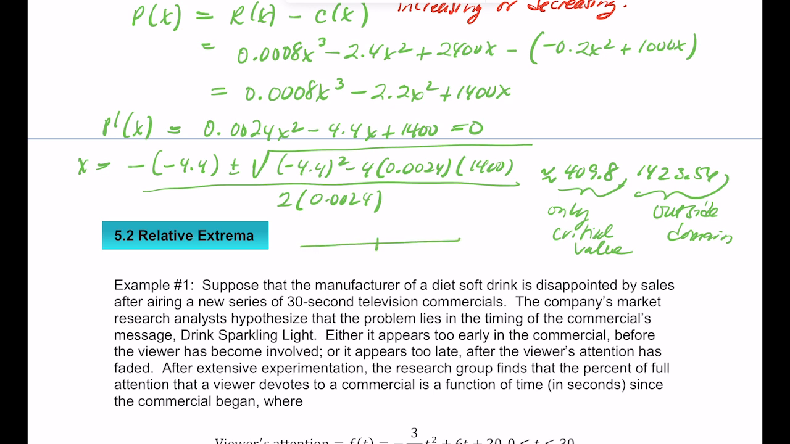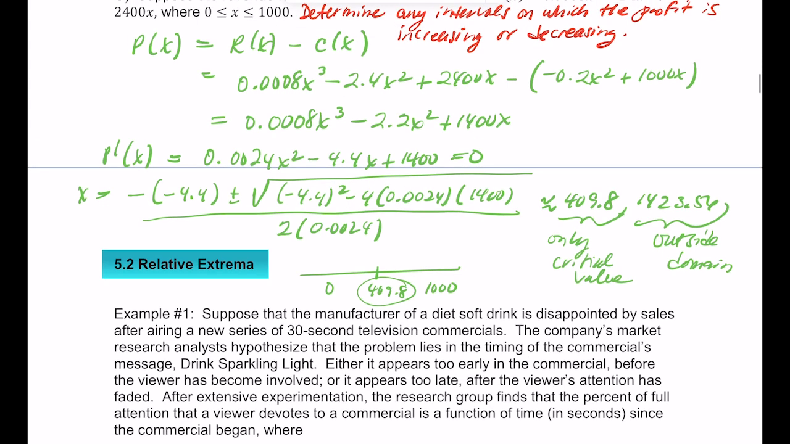So here I'm going to take my critical value and then pick a number before 409.8, like 0 is a good one, and pick a number after, we'll pick 1,000. If I plug in 0 into my derivative, you end up with a positive, so that means it's going to increase from negative infinity to 409.8, and then plug in 1,000 into my derivative, and you end up with a negative, so that means it's going to decrease on the interval from 409.8 to positive infinity. Okay. And that's all you have to do there.